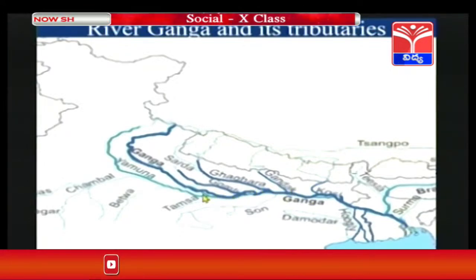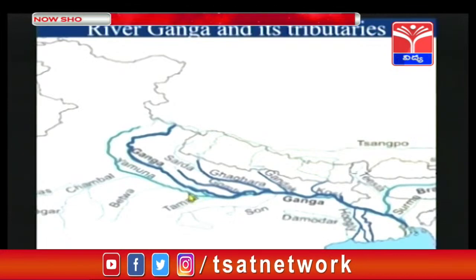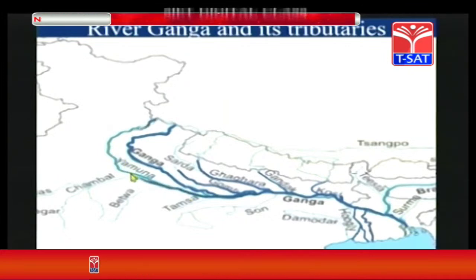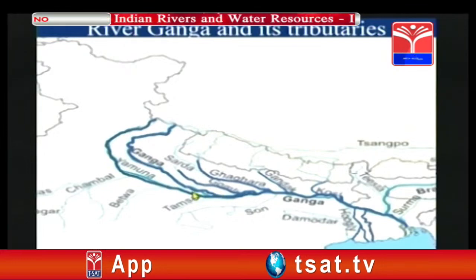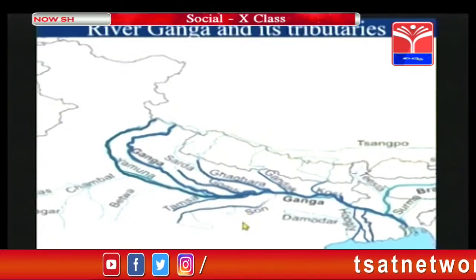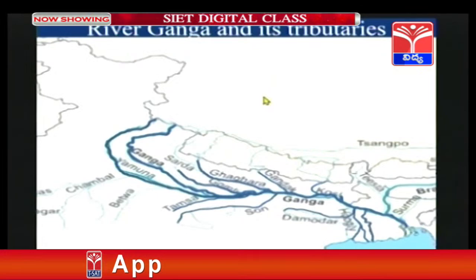And let us study the right bank tributaries of river Ganga. Yamuna is the most important, largest tributary of river Ganga. And the other tributaries are river Tamsa, river Son and river Damodar. So, children, you must have understood the river Ganga and its tributaries.